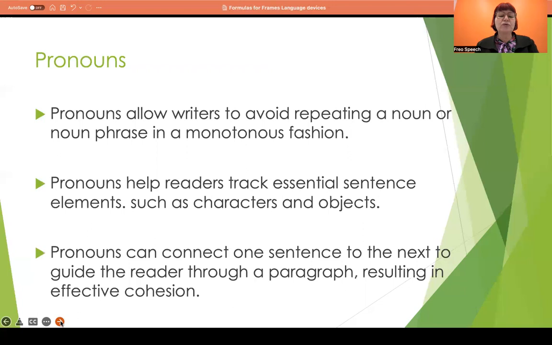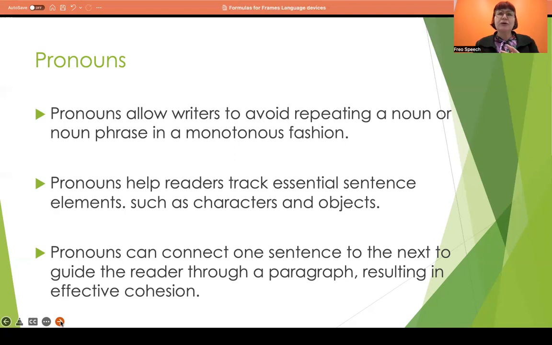And pronouns are important because they're used to avoid repeating a noun or a noun phrase in a monotonous fashion. So rather than the boy this, the boy that, the boy went, the boy got, the boy said, we can use he or we use his name, Tom. Pronouns help readers track essential sentence elements such as characters and objects, so we can track through the text to see where those characters have been referred to before, and they connect one sentence to the next.